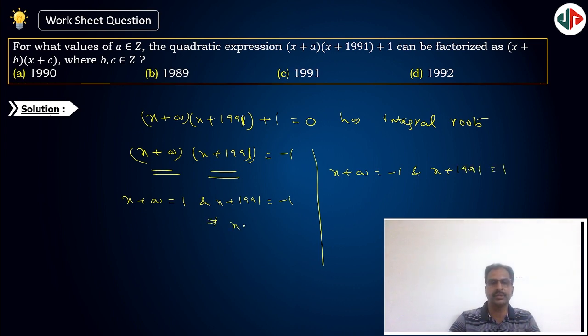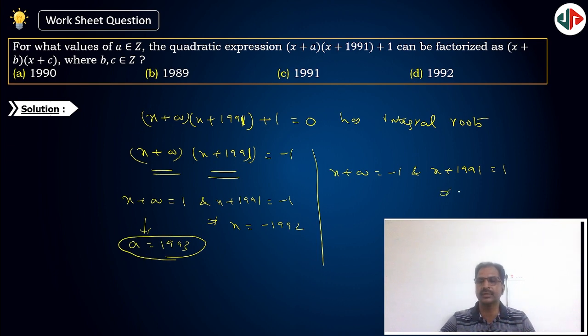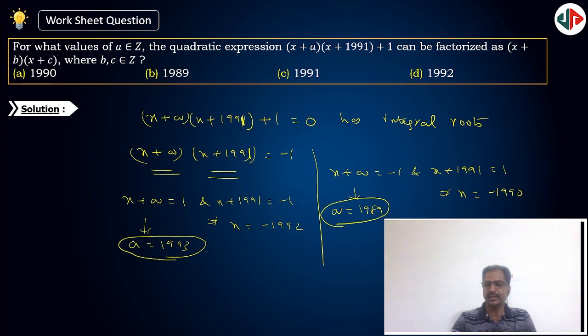From this, what is x? Minus 1992. Then what will be a from this? 1 minus x, so 1993. Here I got one value. Similarly here, what will be x? Minus 1990. Then what will be a? Minus 1 minus x, so 1989. So there are two values for a, 1993 and 1989, out of which 1989 is given. So option B is correct. Again, there is no correct answer in the key. Both are correct, 1993 and 1989. So option B is correct.